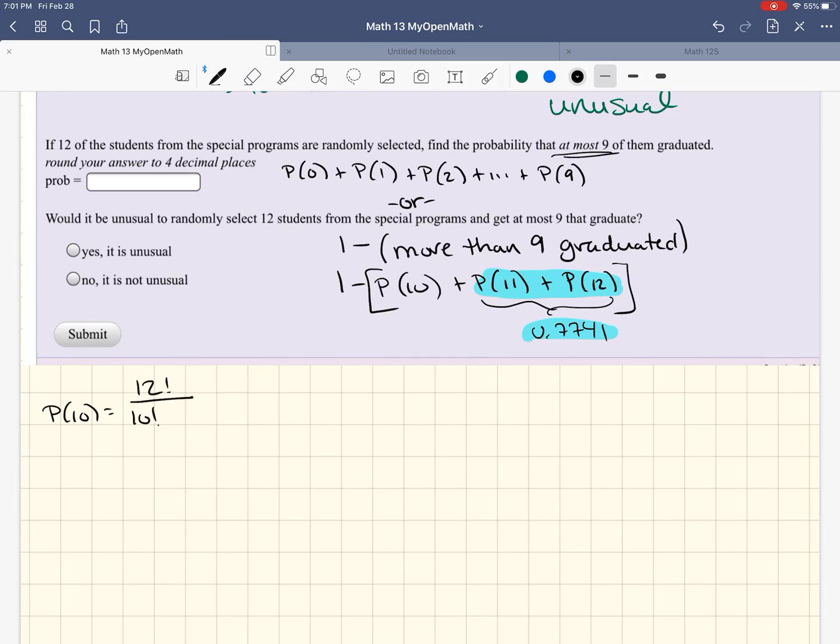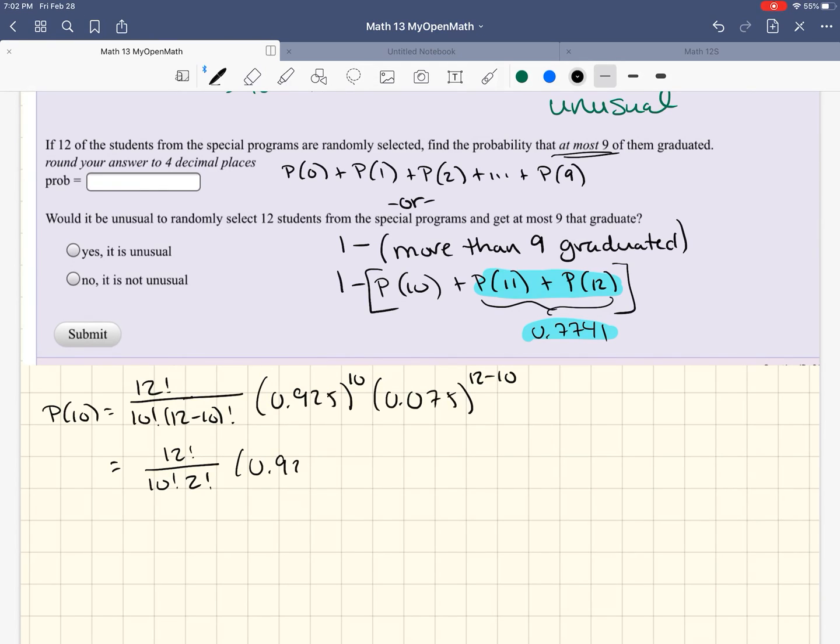So that would be 12 were selected, so 12 factorial, over 10 successes, over 10 factorial, and then 12 minus 10 factorial. 0.925 to the 10th, and 0.075 to the 12 minus 10. I'm going to go through this calculation really quickly just to make sure you know how to do this. This would be 12 factorial over 10 factorial times 2 factorial, and then 0.925 to the 10th, and 0.075 to the second.